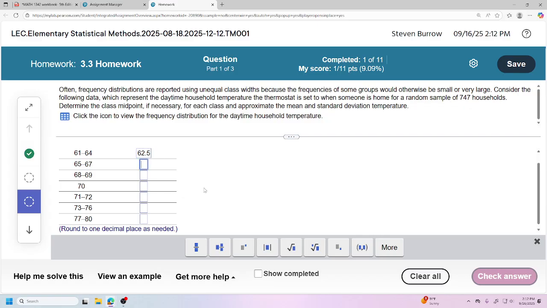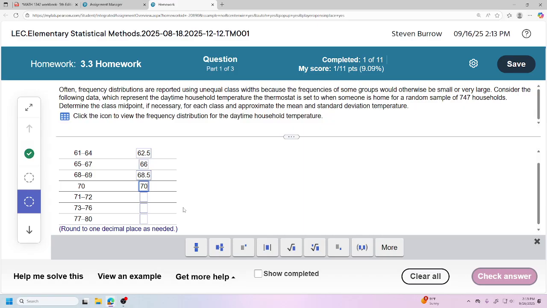65, 66, 67. 66, I like it. What about 68, 69? Exactly, right in the middle there. Very good. Now, this is just strange. The midpoint for just 70. It's 70. I know, that's weird.